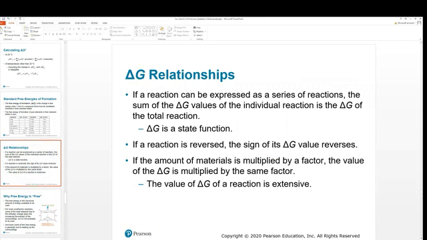So Gibbs free energy is a state function, right? So only the products and the reactants matter, the beginning and the end, not what happens in the middle.